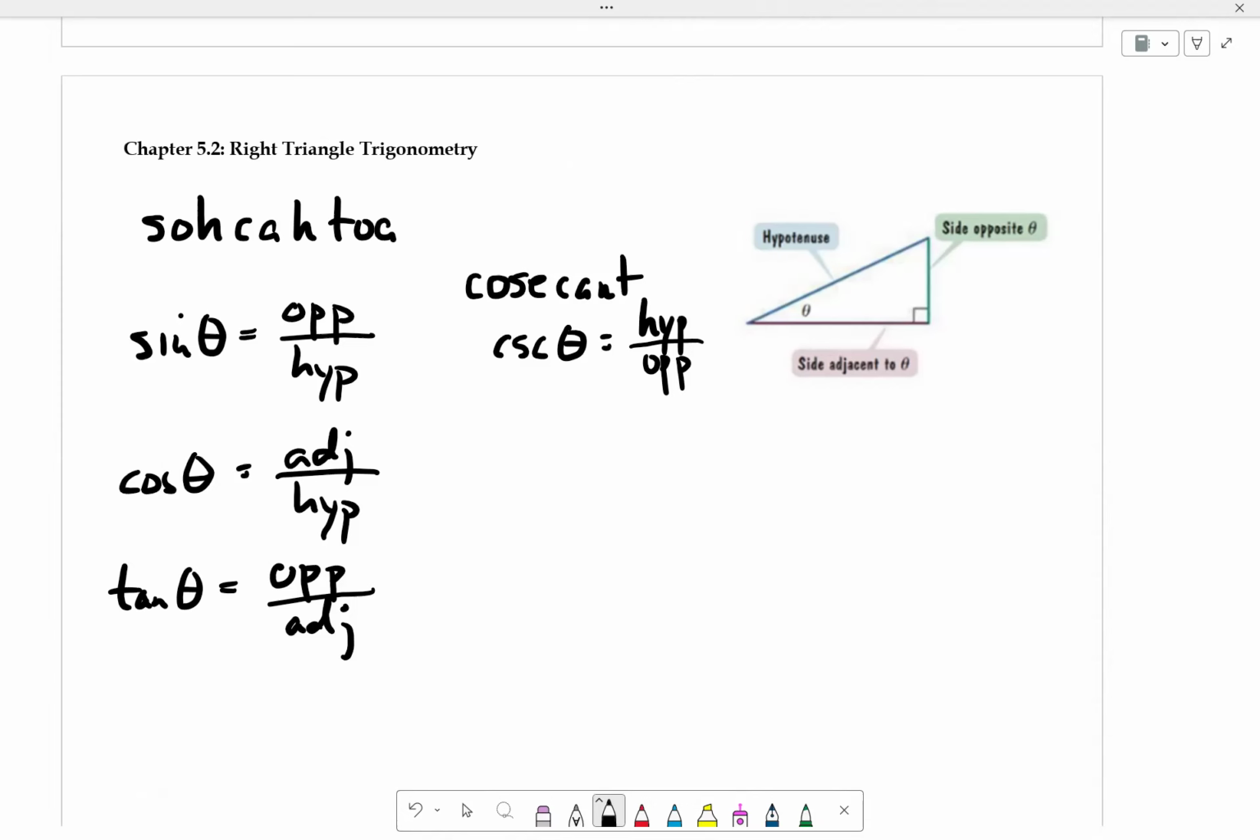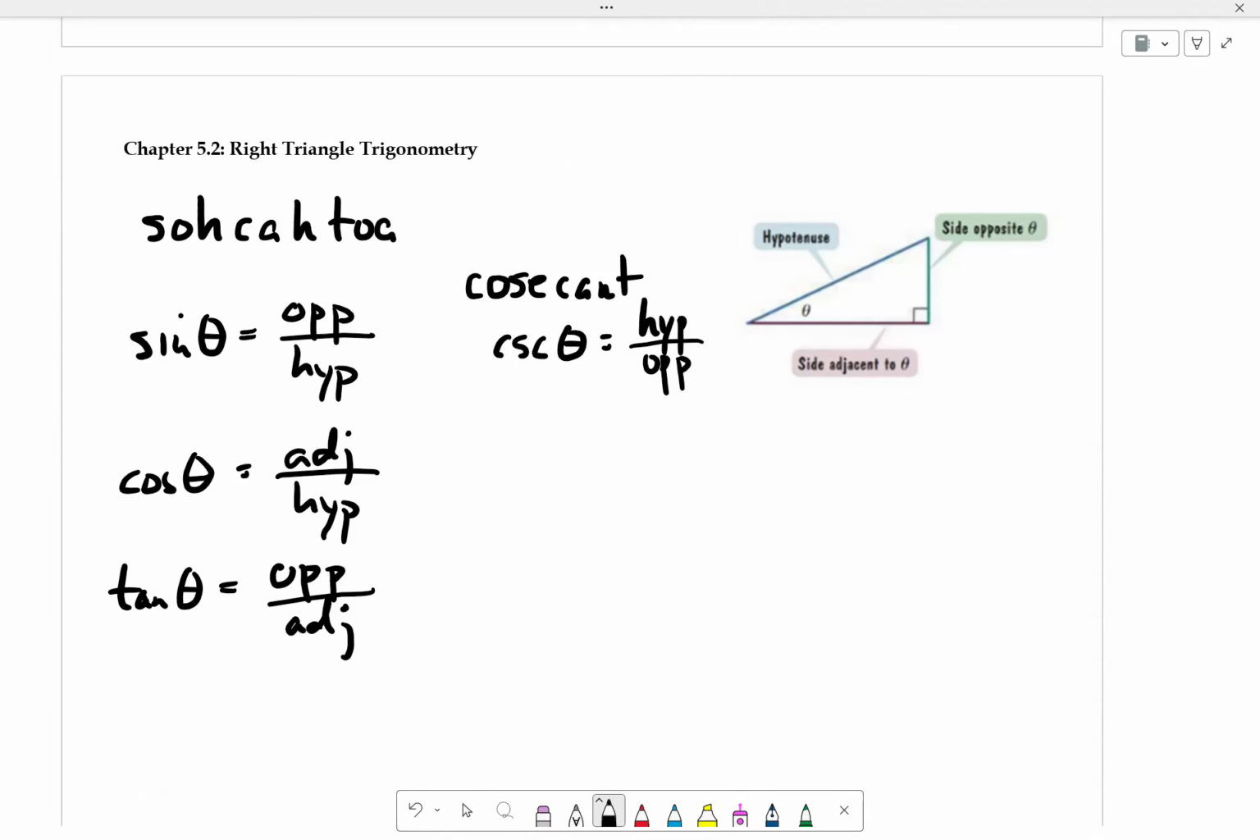It starts with R. Reciprocal. When you're dividing fractions, instead of dividing by, you multiply by the reciprocal. These are reciprocals of each other, aren't they? They're reciprocals. Does that make sense?